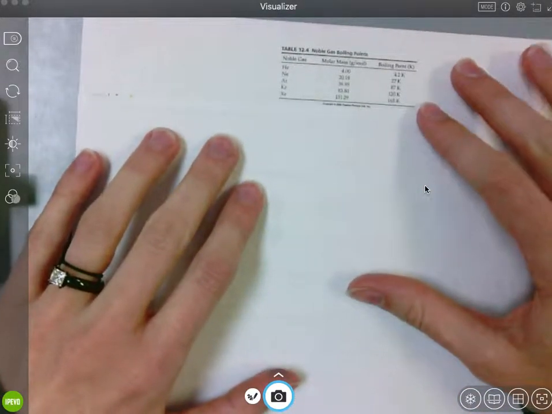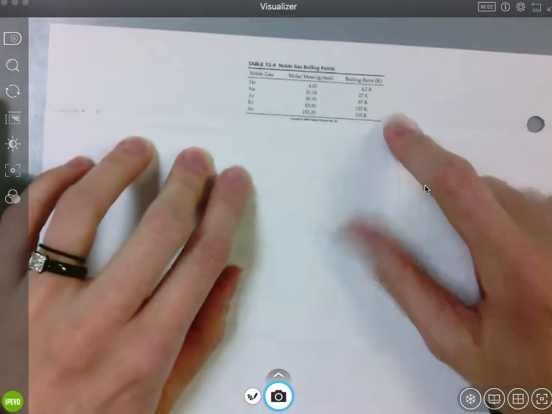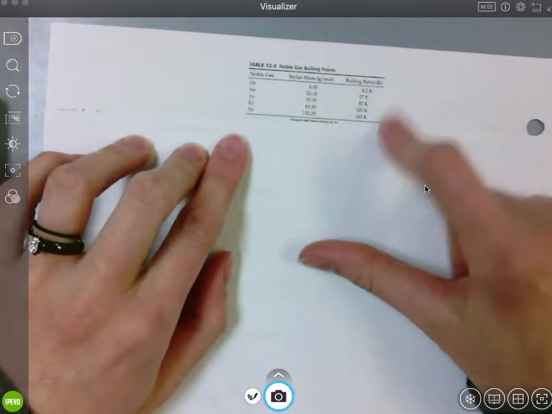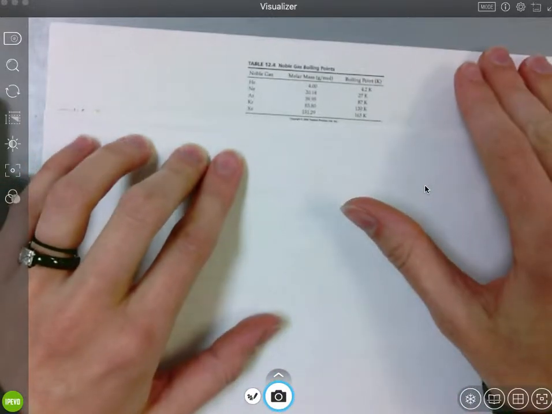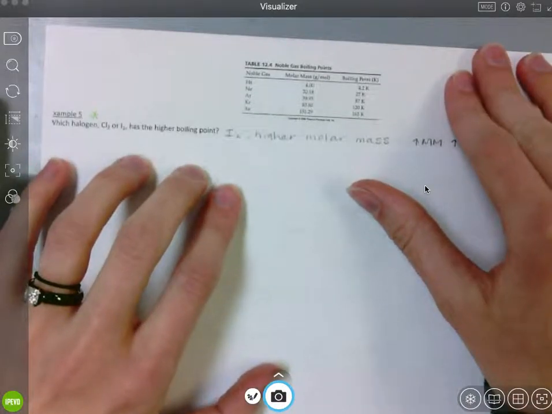Table 12.4 just gives us molar masses of gases and the boiling point. Notice as we're increasing our molar mass, going down the periodic table, we're increasing our boiling point because of London dispersion forces and those dipoles there.